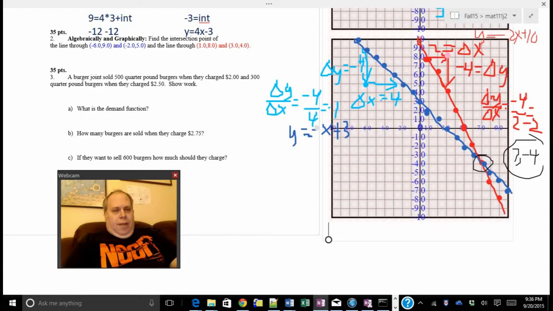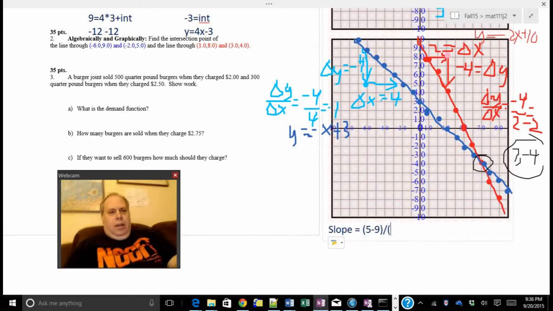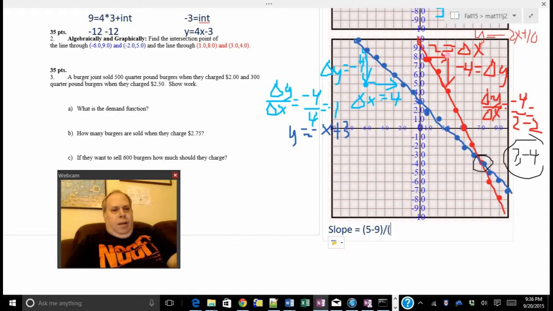I'm going to ignore everything up on the graph, and I'm going to get the slope: y2, which is 5, minus y1, which is 9, divided by x2, which is -2, minus x1, which is -6. And that should give me -1 as the slope.